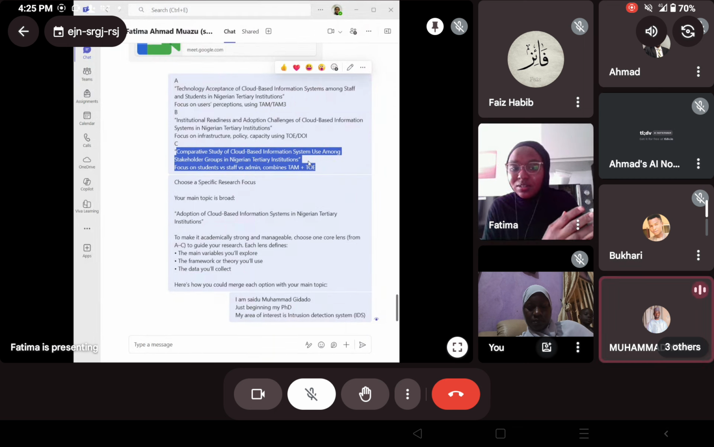Yes, based on what we discussed with Dr. Adiza, I wanted to make a study that will assess, even if there are those cloud-based information systems available in the Nigerian tertiary institutions, what are they? In what area do they specifically use those systems most? And in what area are they lagging behind in that particular aspect?